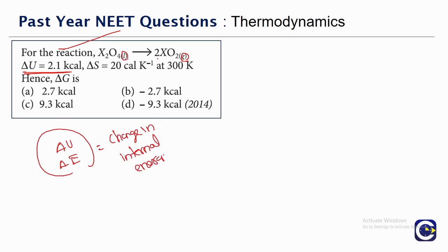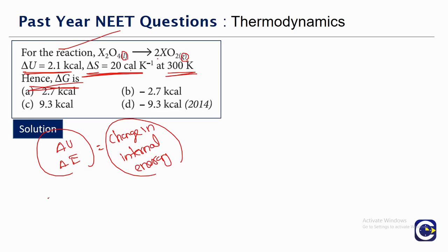Sometimes they will give U as the symbol for internal energy, sometimes they might give E, but we should know that U or E both represent internal energy. Okay? So for that particular reaction they are giving us the change in internal energy. Delta S is also given, but you have to be careful about the units. The unit of del U is kilocalories, and the unit of delta S is calories. At 300 Kelvin we should find the value of del G.